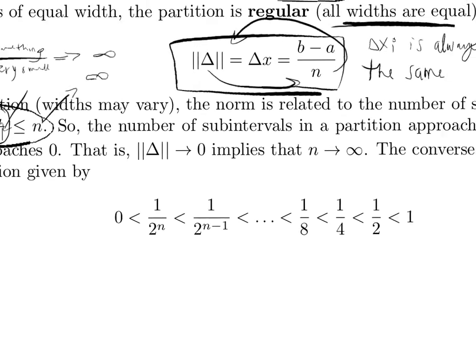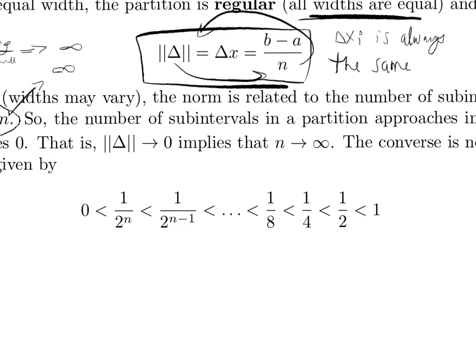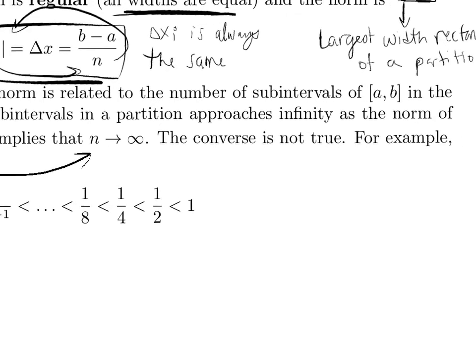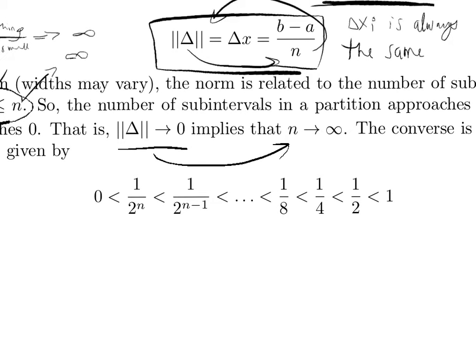The norm going to 0 implies that as the norm gets smaller and smaller, so as the biggest rectangle gets smaller, the number of rectangles increases towards infinity. It is not always true the other way around. This is just an example that shows that it's not true the other way around.